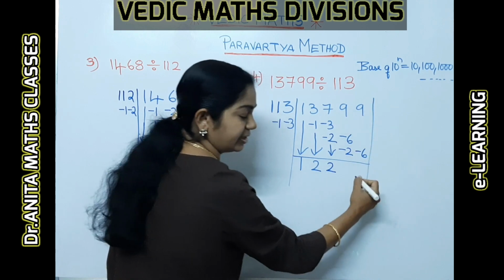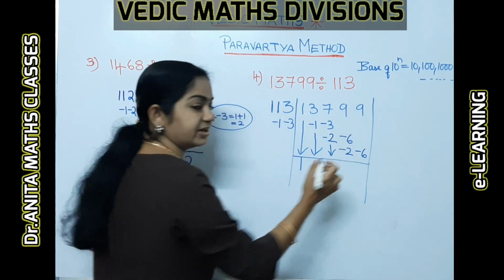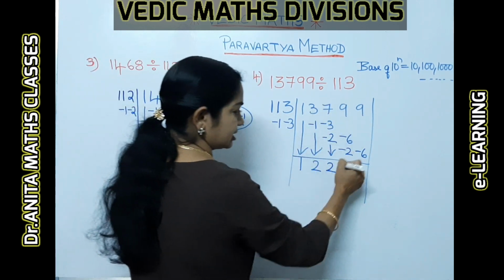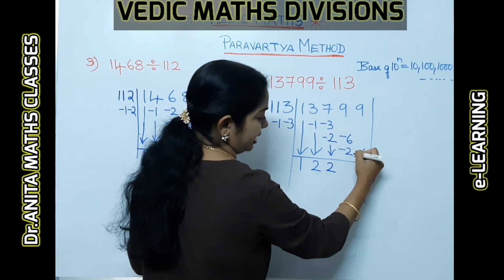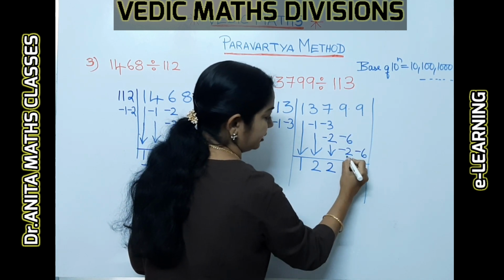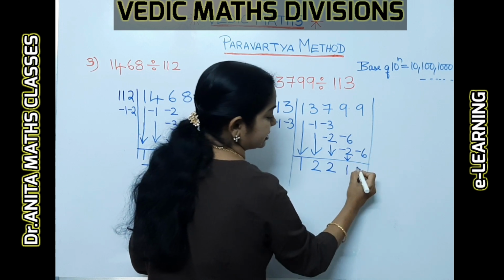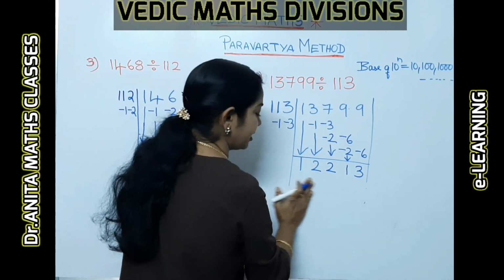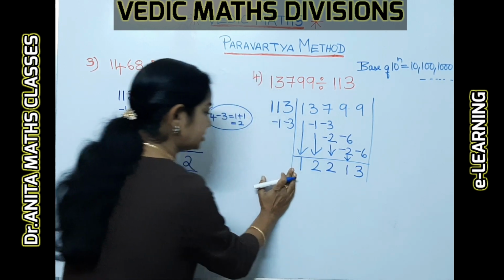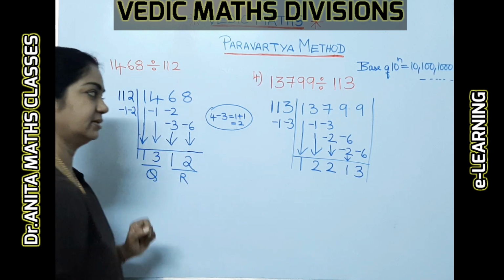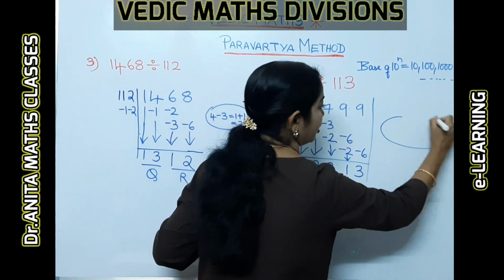So we have to stop the division because the last number of the dividend is included. So just subtract it. 9 minus 8 is 1 here and 9 minus 6 is 3. Now which numbers are the quotient numbers and which numbers are the remainder? The same formula you have to do it.